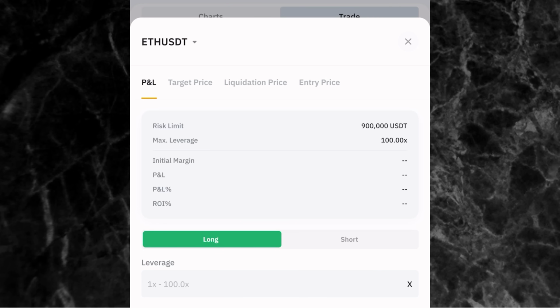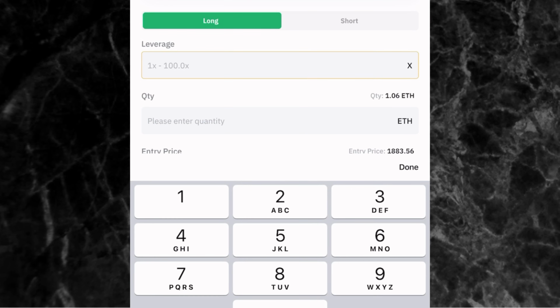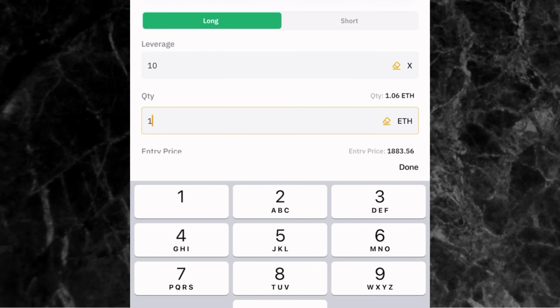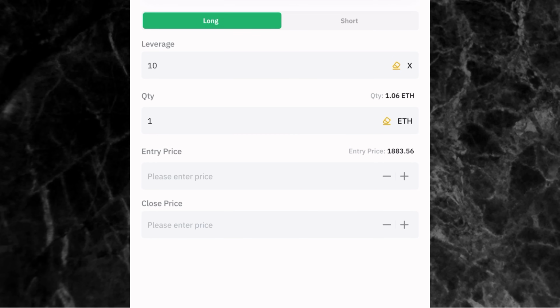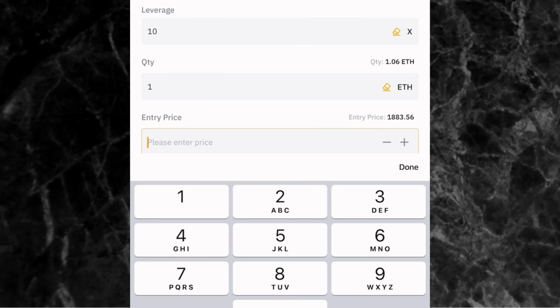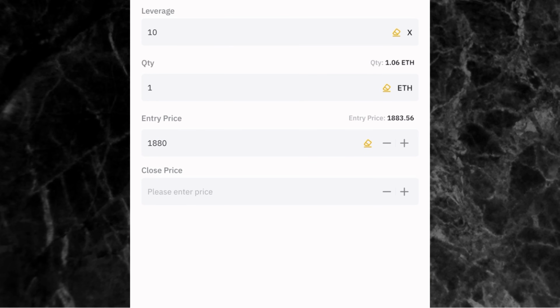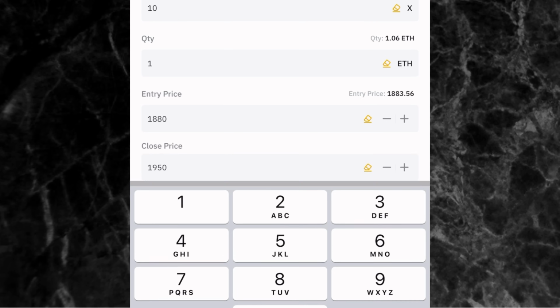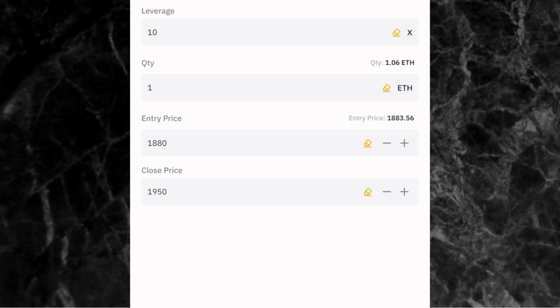So let's say for example you want to long. The first thing is to pick whether you want to long or short. The next thing is to pick the leverage you want to use for the trade. So let's say for example I want to use 10x leverage, and then you pick the quantity of ETH you want to trade. So let's say I want to pick 1 ETH to trade, just 1 ETH, and then the entry price. So let's say I want to enter the trade at 1,880. Let's pick that. And then I want to exit the trade at, let's say, 1,950. Now once you tap on calculate, it will show you the amount of profit you'll be making for this trade.